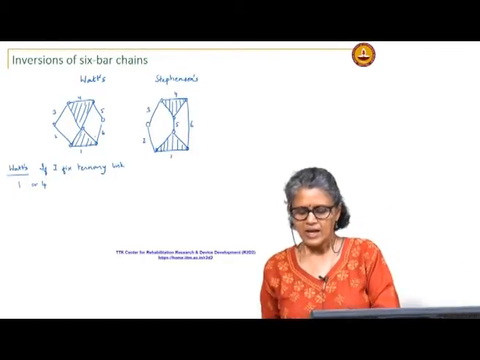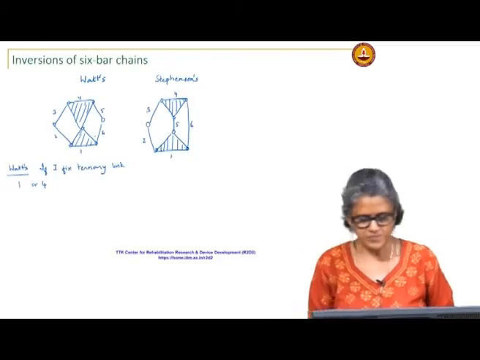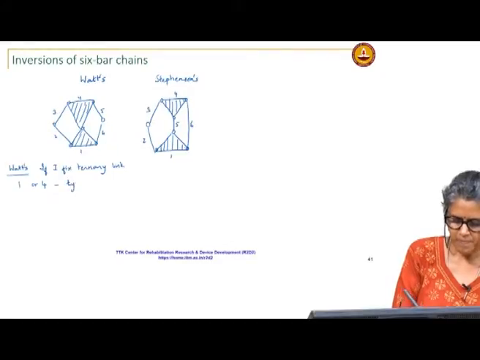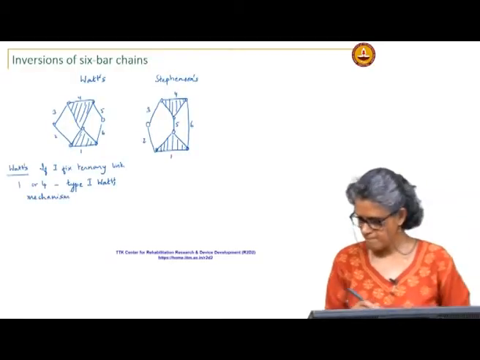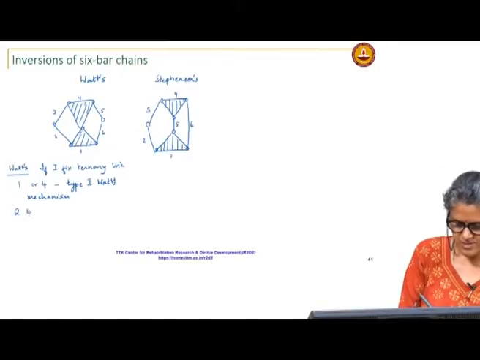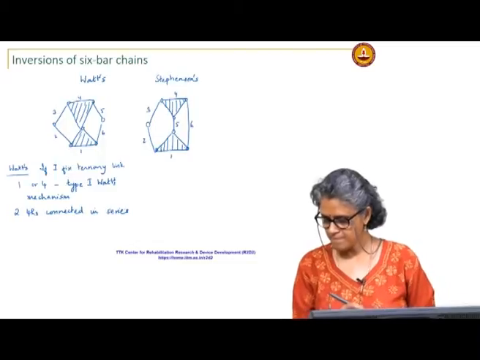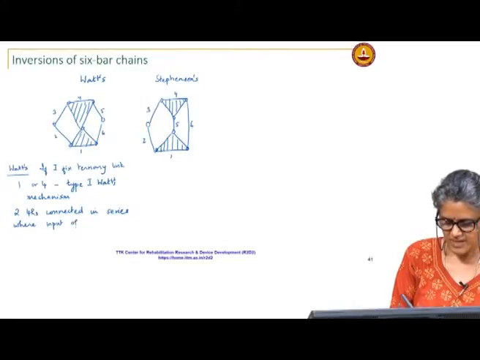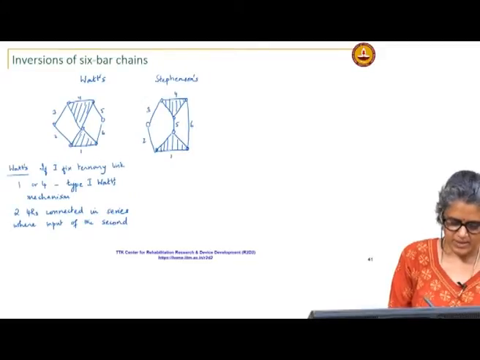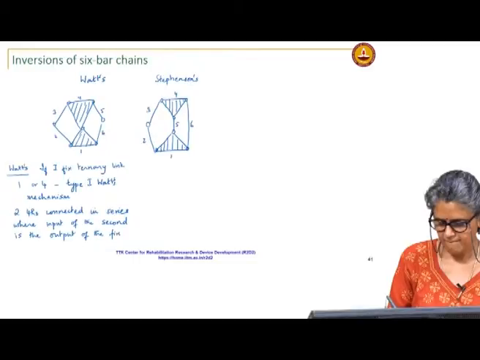So, whether it is 1 or 4, basically they are non-distinct inversions in terms of the form of the inversion, and that is called a type 1 Watt's mechanism. So, these are two 4 bars connected in series, where the input of the second is the output of the first.